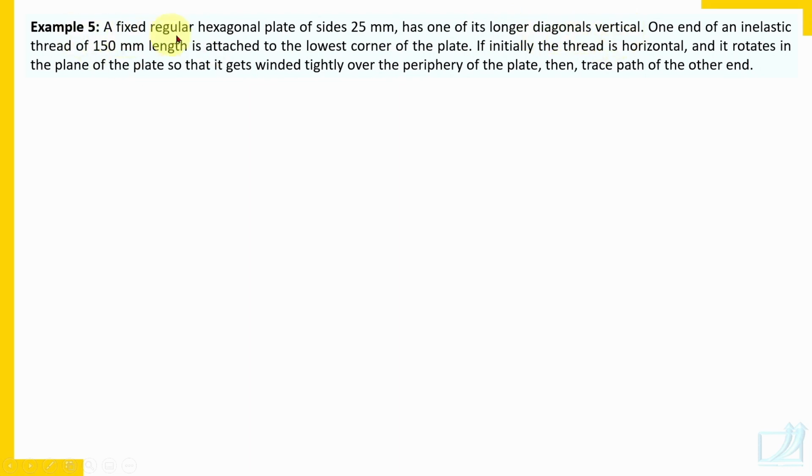So first of all, in the given position, let's draw this hexagonal plate. Now to draw hexagon, first of all, you will have to draw circle of radius equal to length of side of the hexagon. Now it is regular hexagon of sides 25 millimeter long. So use the length of the side of hexagon as a radius and draw a circle.